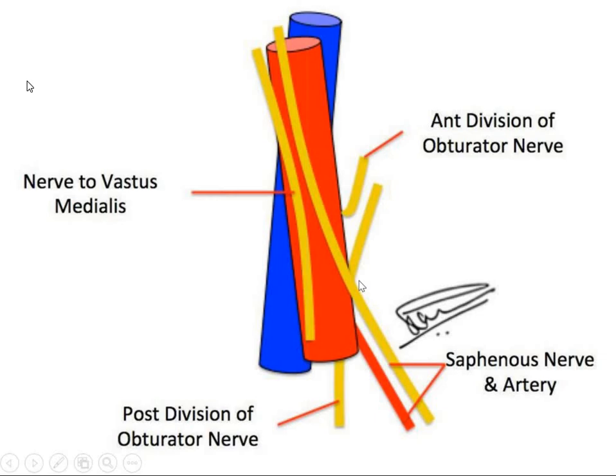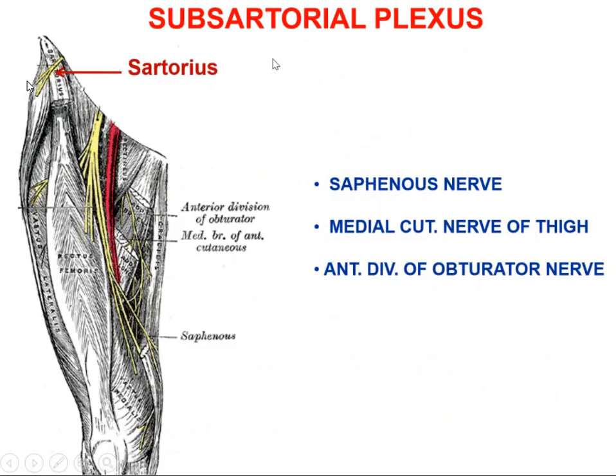Okay. So subsartorial plexus. What is subsartorial plexus? It is nothing but a network of the nerves which are present beneath the sartorius muscle. So it is formed by the saphenous nerve, then the medial cutaneous nerve of thigh, and the anterior division of obturator nerve. Okay. So these three nerves contribute to the subsartorial plexus. So remember this, it may come as an enumerate question. So saphenous nerve, medial cutaneous nerve of thigh, and then we have the anterior division of obturator nerve.